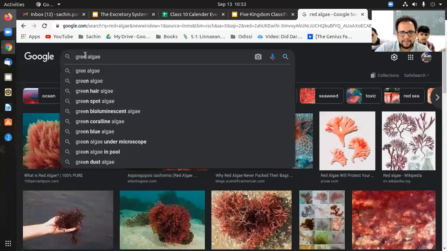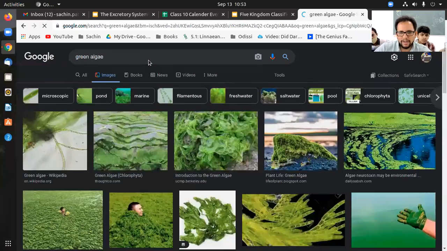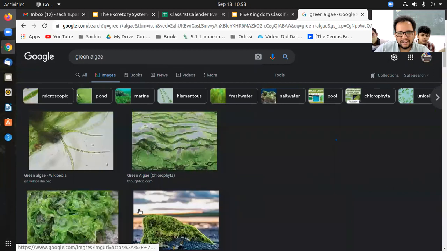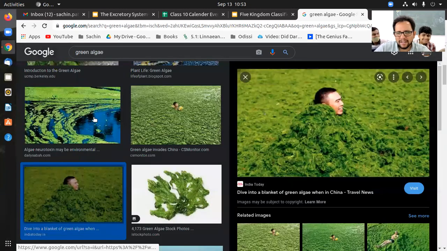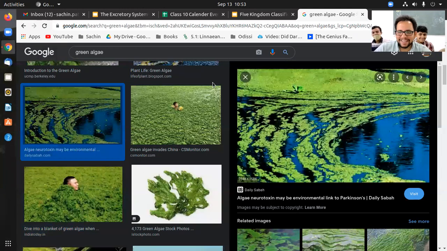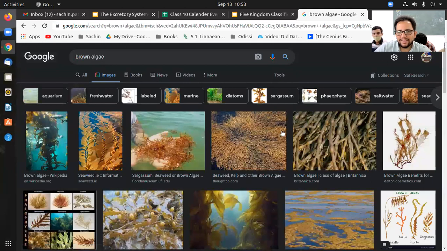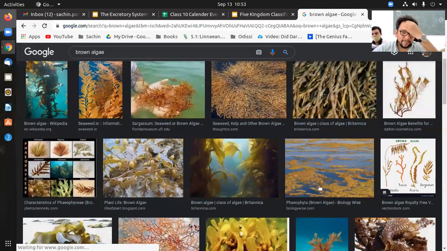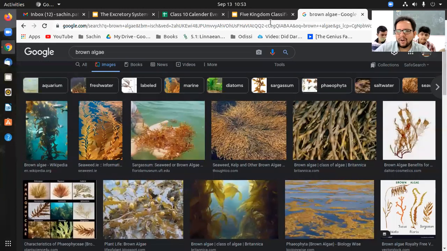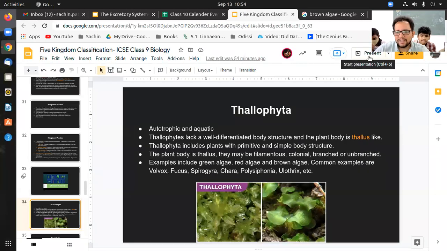Green algae, surely you would have seen. These are different types of green algae that you would see. Then brown algae. Yeah, so these are the brown algae. Again, it's not that you need to know the structural details of this. Obviously the pigmentation is different in these different algae, and that's why they are differently called so.